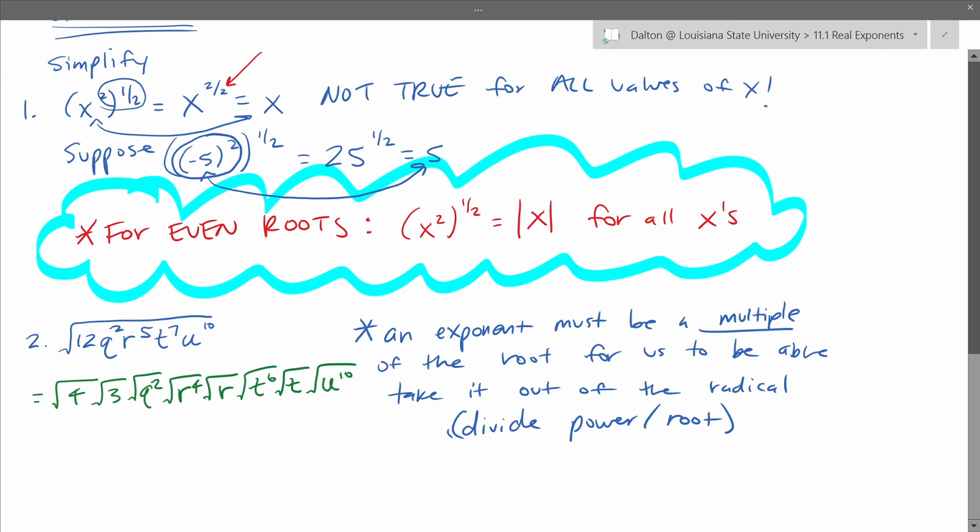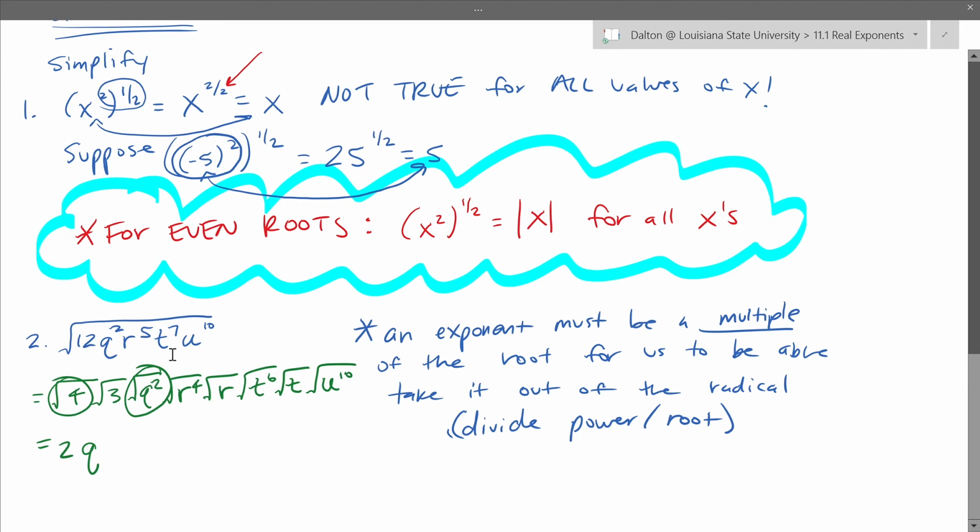So I'm going to leave that one alone. And then what I'm going to do on this next step is actually take the square roots of the numbers that I deem to be square. So the square root of 4 is 2. The square root of q squared is not just q. And again, this goes back to this rule over here.